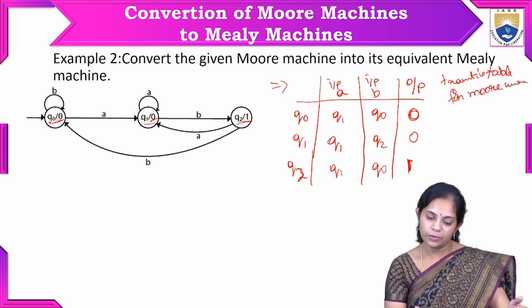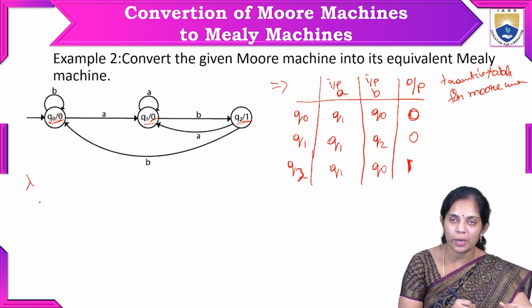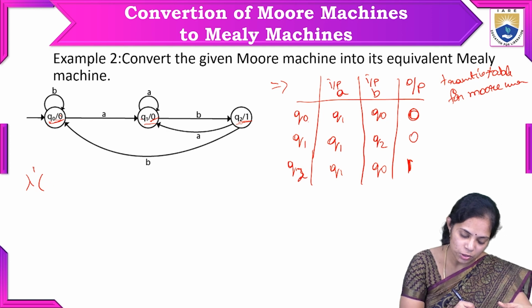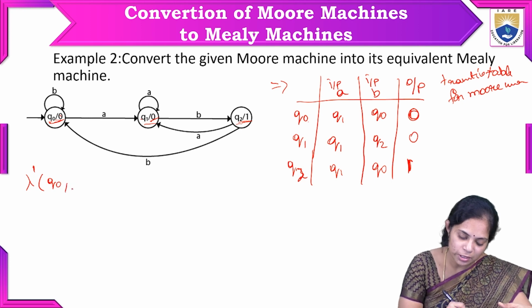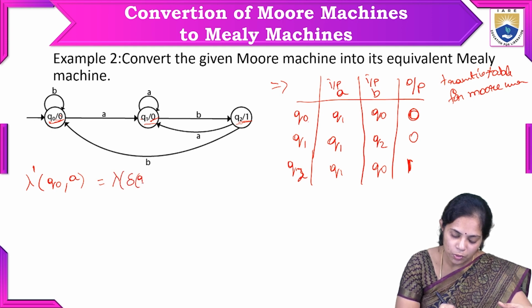So by seeing this one, what we have to do is construct an output transition for this: output transition lambda star, lambda dash, Q0. We have to take how many states are there. For every state, for every input symbol, we have to draw the transition. So lambda of transition of Q0 comma A. So Q0 comma A, what will we get?